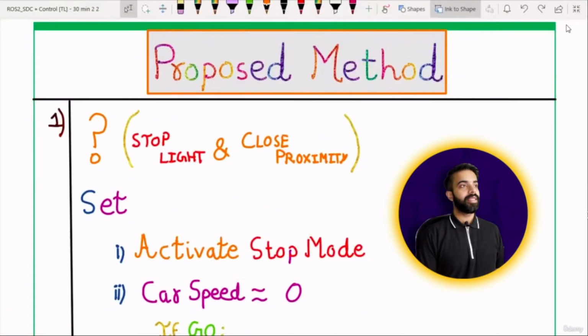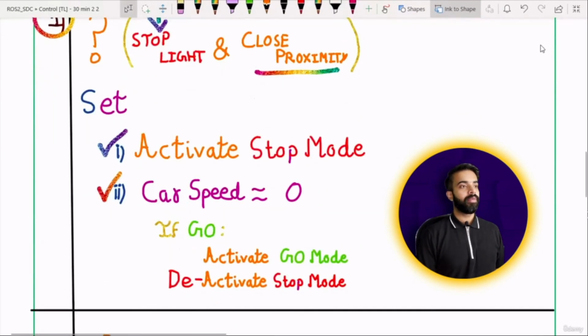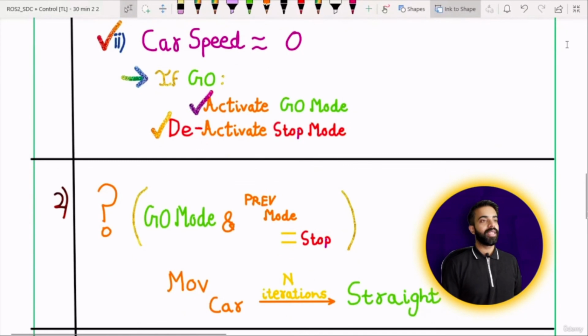For the proposed algorithm, we start off by defining the rule for the case where the car has encountered a traffic light with a red state and is nearing it. Here, we perform two things. Number one, activate the stop mode and set the car speed to 0. Then once in the stop mode, if the state changes to go, then we activate the go mode and deactivate the stop mode.